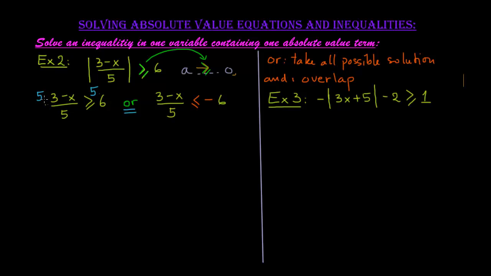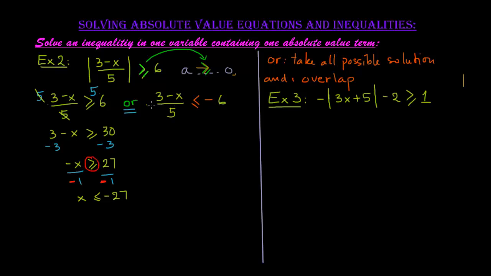So multiply by 5 on both sides. This will cancel out with that 5, or divide out. That leaves me with 3 minus x greater than or equal to 30. Then we isolate the x, subtract 3 on both sides. So it will give me negative x greater than or equal to 27. Then we keep going and get rid of the negative by dividing by negative 1 on both sides. That will give me x less than or equal to negative 27. As we practiced a lot before, when we divide by a negative number, we have to flip the inequality sign.